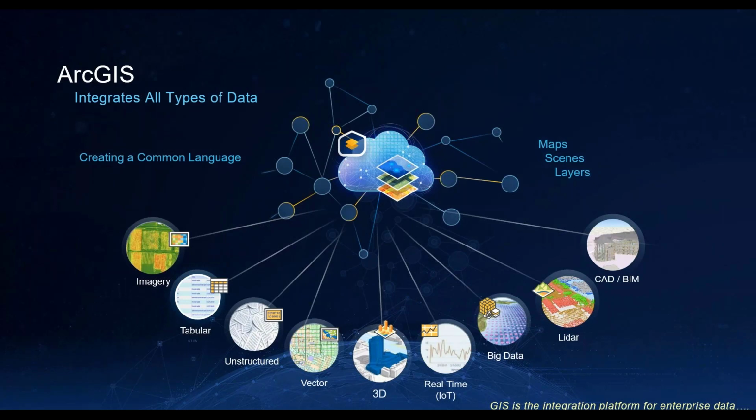ArcGIS integrates and enables sharing of all types of data as well. In our case, integrating CAMA data with GIS delivers many capabilities. This new offering, Equitable Property Value, gives you the ability to share this data with citizens and taxpayers in an easily deployable solution.